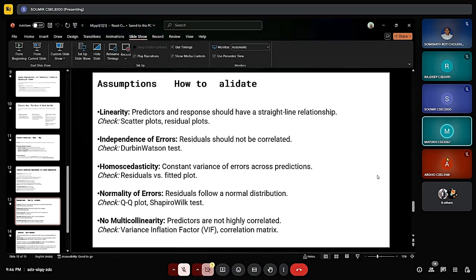Normality of errors. Residuals follow a normal distribution. We can check this with a QQ plot or a Shapiro-Wilk test. And lastly, no multicollinearity. Predictors are not highly correlated. This is important because multicollinearity means one change in a feature can result in a very big error. So we can check this with a variance inflation factor, VIF, or a correlation matrix. Next slide, please.